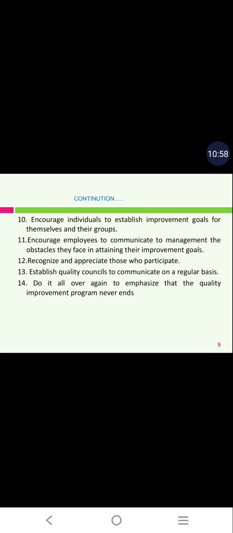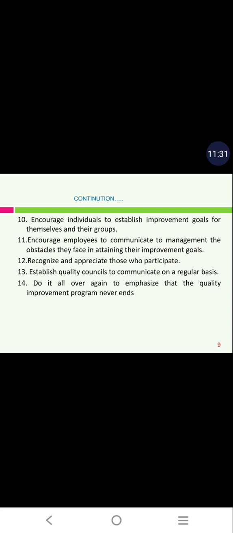And point number 10, encourage individuals to establish improvement goals for themselves and their groups. So additionally, Crosby is insisting that individuals should fix some goals. They need to be encouraged to fix some goals and work towards them. And additionally, as a team or as a group, everybody has to work towards the improvement of the quality of that particular product.